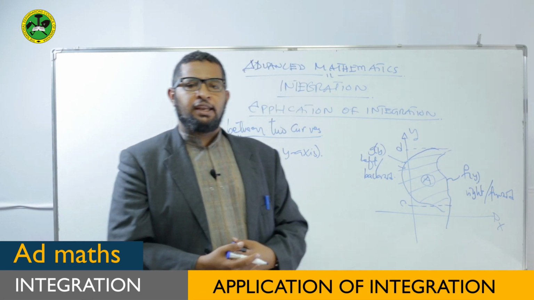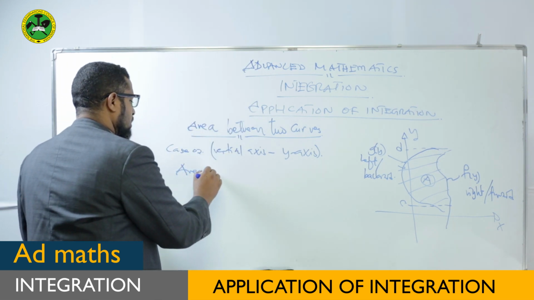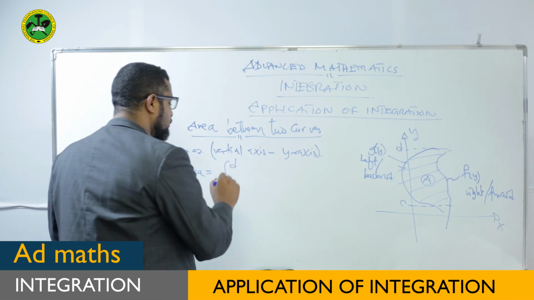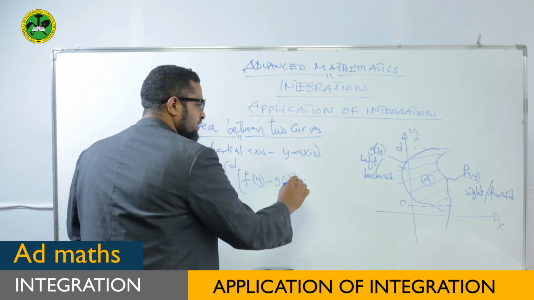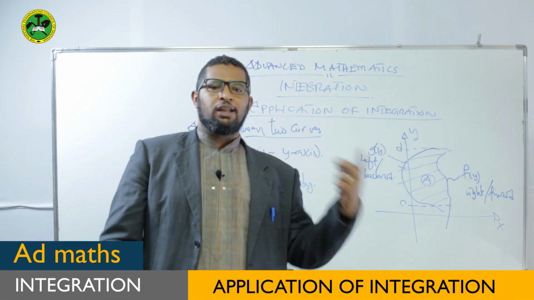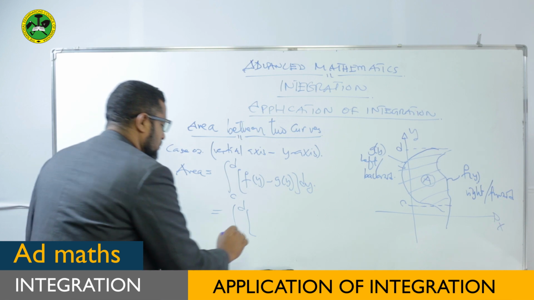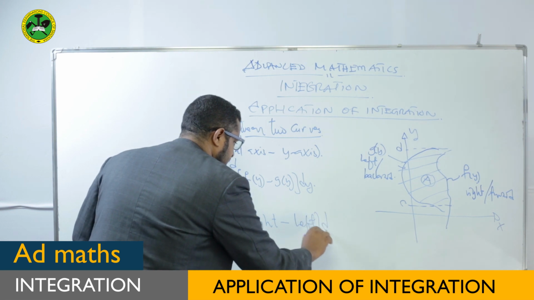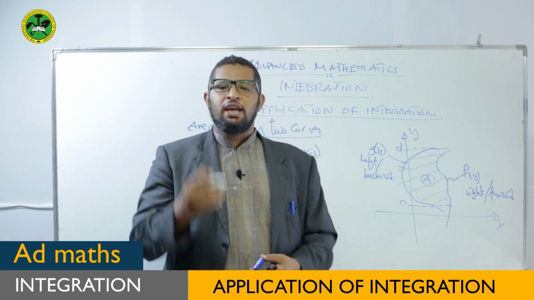Then how do we find the area of such a curve? The area is obtained by taking the limit from C to D of the two functions, f of y minus g of y, then dy. So that is the formula. Again, you can use the words right function minus left function. So from C to D, we take the right function, that is in front of the other, minus the left function, then dy. These are the key formulas that you are supposed to have before going to any examination.